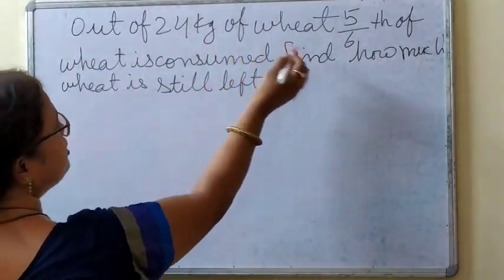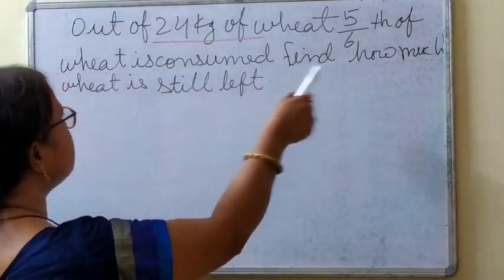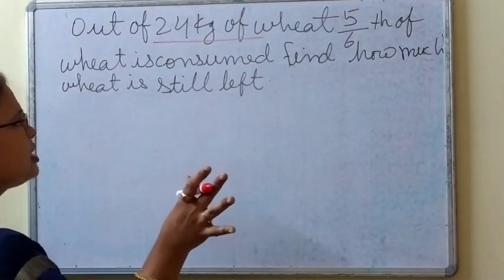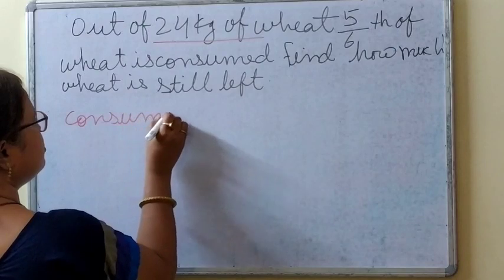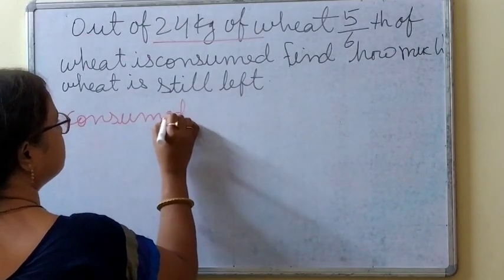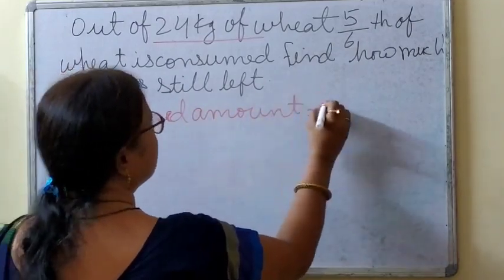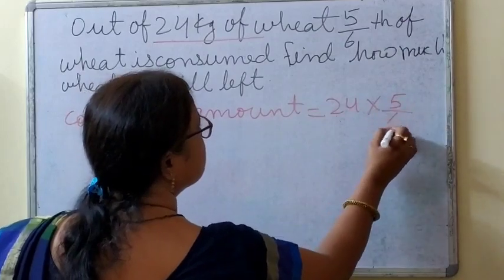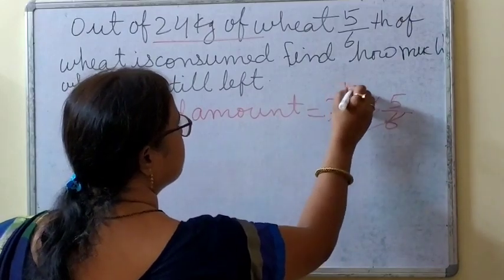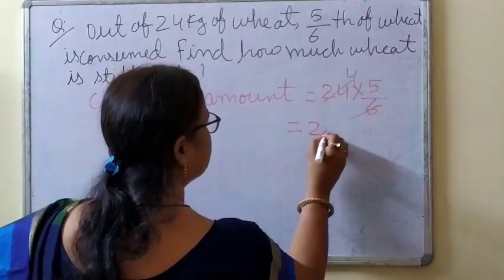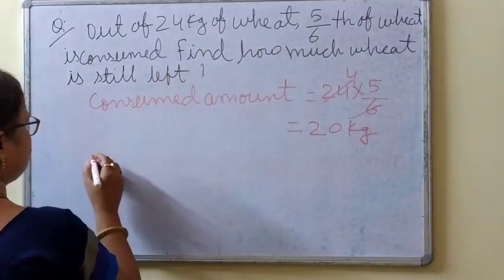Out of 24 kg of wheat means the total amount of wheat is what? 24 kg. 5/6 of the wheat is consumed. So how much wheat is consumed? The consumed amount is equal to 5/6 of 24. So cancel it: 6 fours are 24, leaving 5 into 4, which is what? 20 kg.